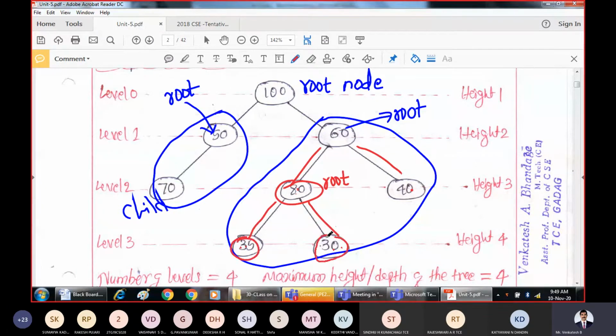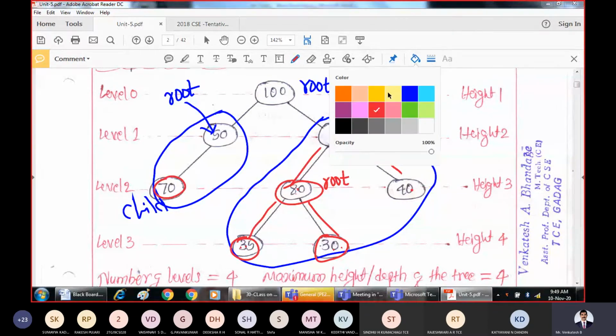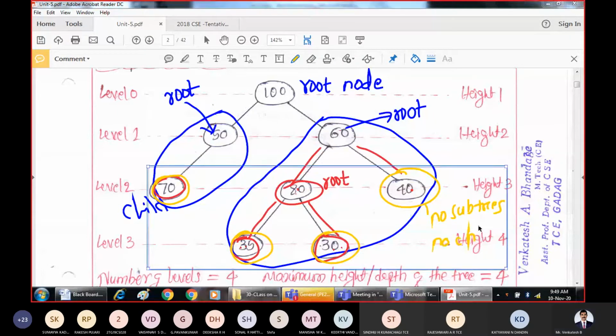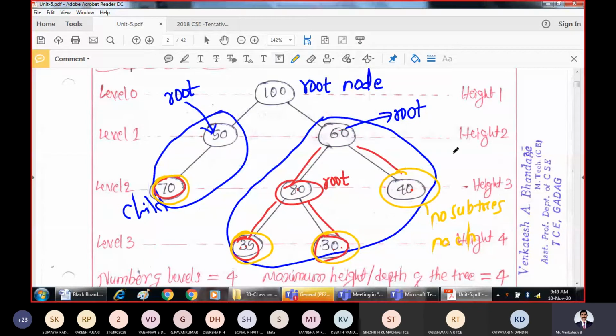Now when you consider all these nodes at the end, I'll take some other color for this. When you consider all these nodes here at the end, 35, 70, 35, 30 and 40, these are the nodes which do not have any subtrees. In other words, there are no children for these nodes. And these are called leaf nodes.